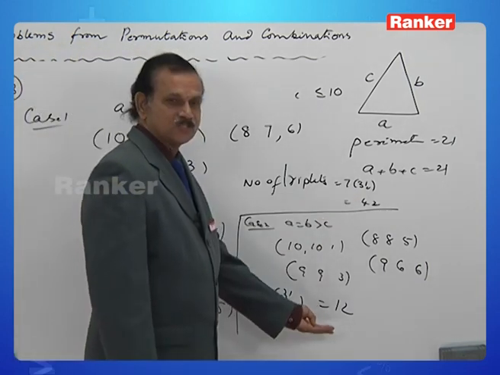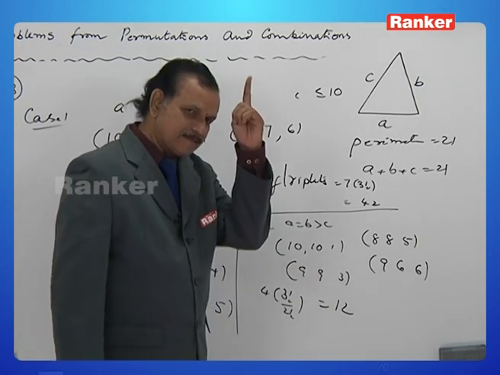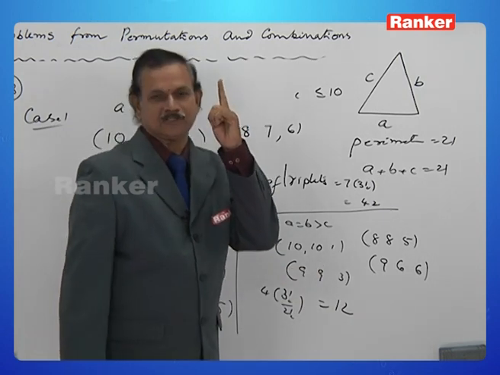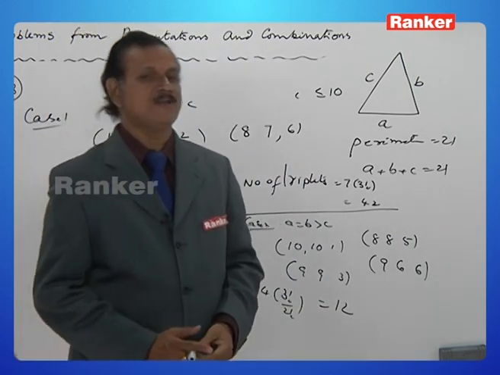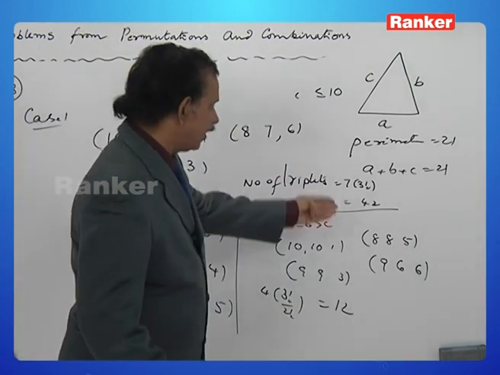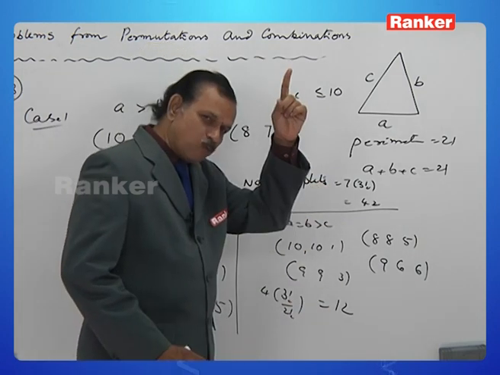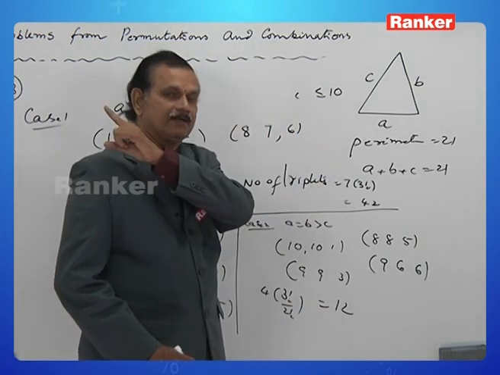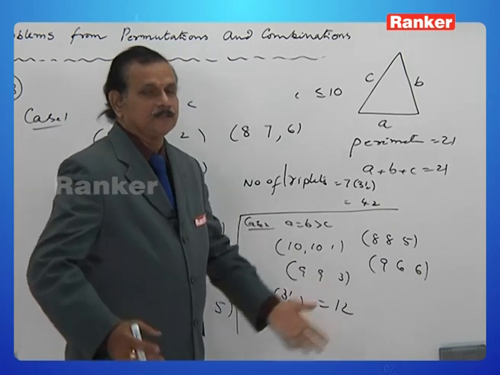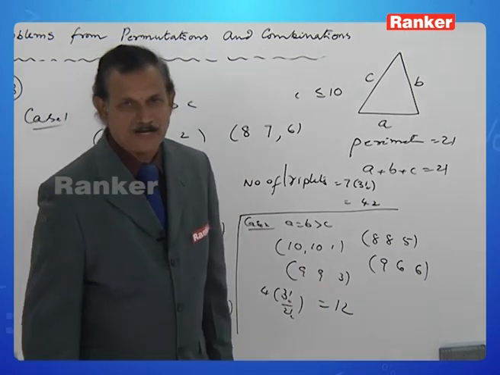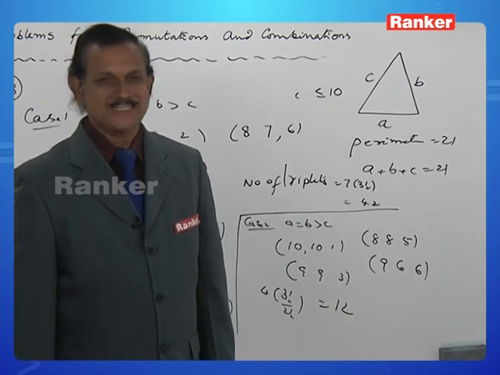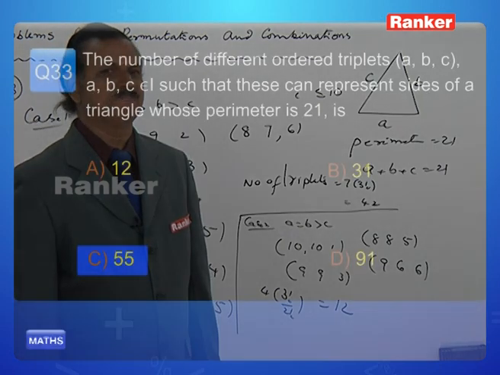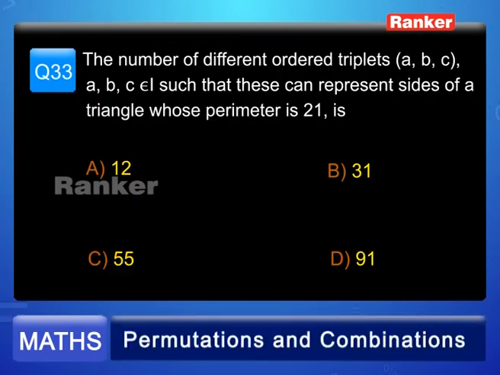This is 42. This is 12. There will be no more triplets with that combination. So the total number of such triplets will be 42 plus 12 and 1. What is that 1? 777. In the case of an equilateral triangle, it also gives us a triangle with the perimeter 21, of course. Therefore, the total number of such triplets becomes 55. Hence, the answer is C. That is, the third option is the right option.